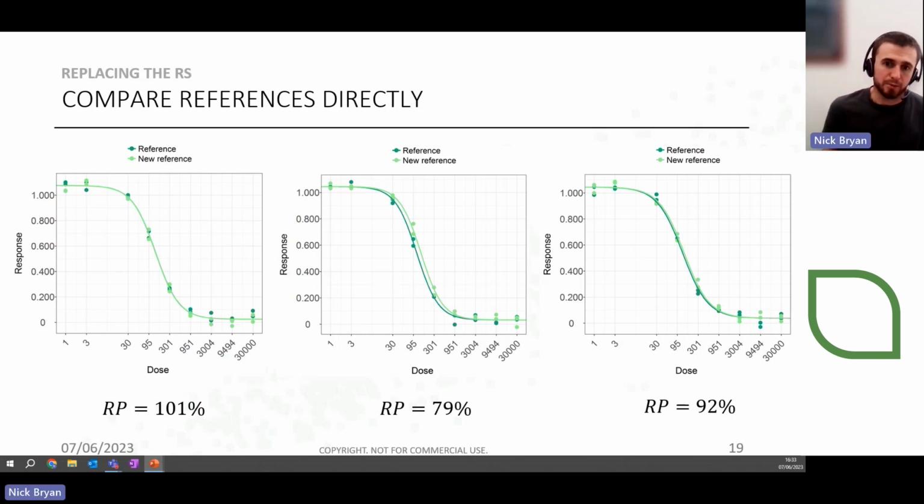So we're also wanting to understand the variability in these measurements between our repeat measures of our new reference standard, because that's going to tell us how much our measurements are moving around the average and give us an overall idea of the precision of our estimate of the new relative potency.